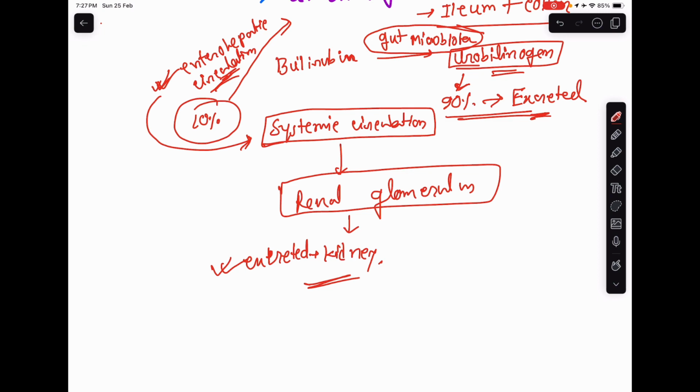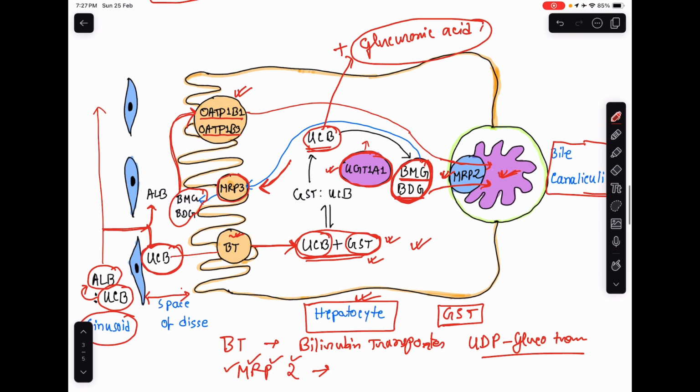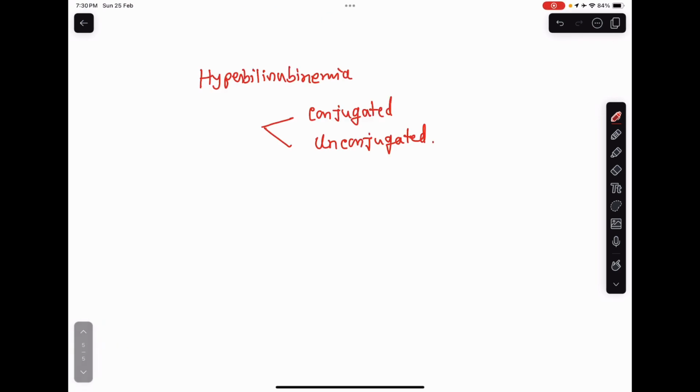So this is all about the metabolism and excretion of bilirubin. It is highly interesting and very important to know, because as I said, deposition of bilirubin results in jaundice. So we need to know about hyperbilirubinemia. Hyperbilirubinemia may be conjugated or unconjugated. When we know about the metabolism and excretion of bilirubin, only then can we know when there will be conjugated hyperbilirubinemia and when there will be unconjugated hyperbilirubinemia.